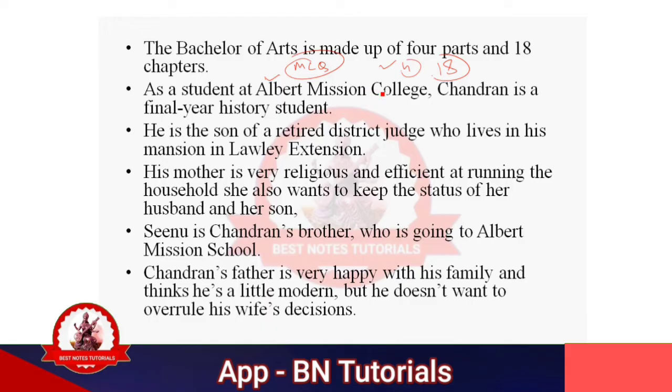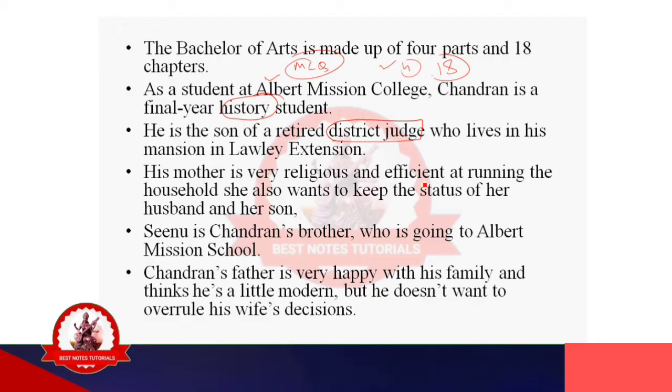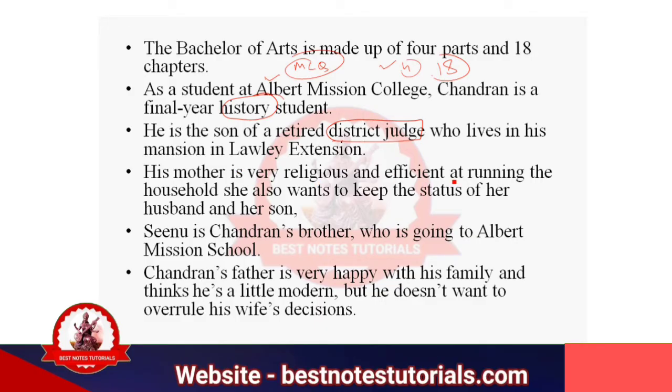Albert Mission School, Albert Mission College, is where he is studying. Chandran is a final year history student. So what does he study? He is studying history there. He is the son of a retired district judge, as I told you in the character introduction, who lives in his mansion in Lovely Extension. His mother is very religious and efficient at running the household. She also wants to keep the status of her husband and her son.